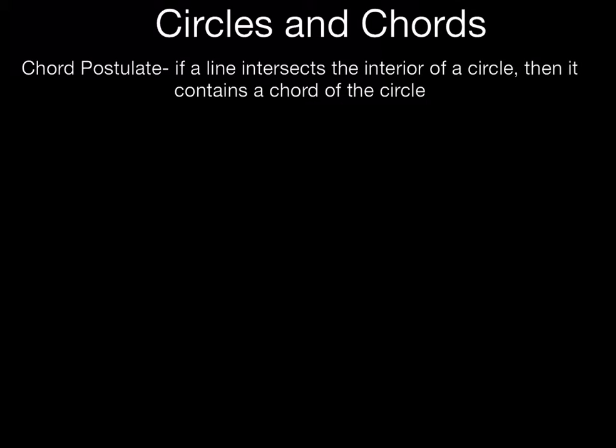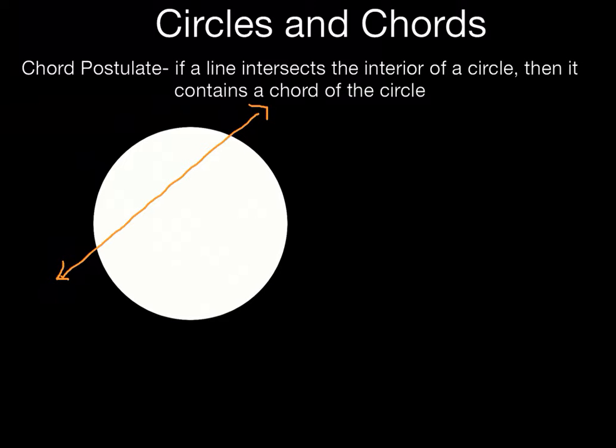Now let's take a look at a postulate here, the chord postulate. It says, if a line intersects the interior of a circle, then it contains a chord of the circle. So we have an orange line here, and this orange line intersects the interior of the circle, so the chord postulate simply says, then part of this line contains the chord. And you can see from right here, the edge of the circle, the end point there, and to the end point right there, that is a chord. All right. So if a line intersects the interior of a circle, then it contains a chord of the circle. It's a pretty easy postulate to understand.